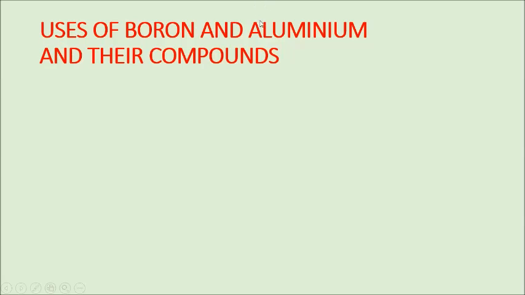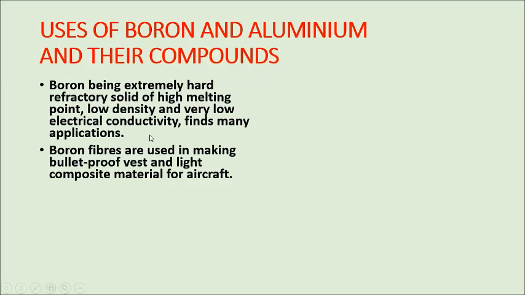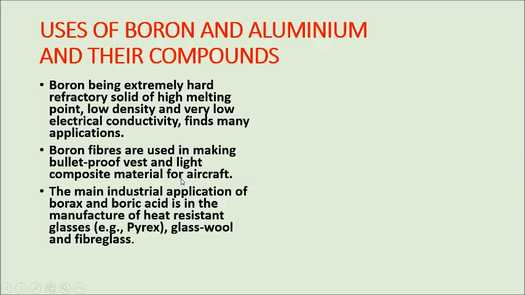As we go to the uses of boron and aluminium compounds, boron is very hard and has a high melting point, low density, and low conductivity, so many applications are there. Boron fibers are used in making bulletproof vests and light composite material for aircraft. The main industrial application of borax and boric acid is in the manufacture of heat resistant glasses, that is Pyrex, glass wool, and fiberglass. So there are many uses of boron, which is due to its hard nature.